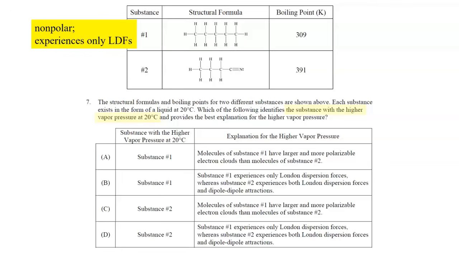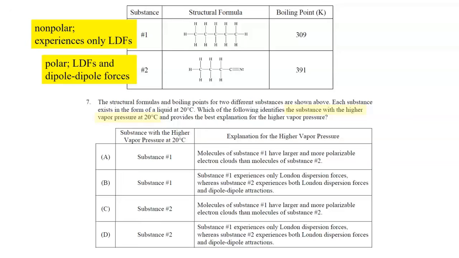Now, for substance number 2, that structural formula is asymmetric, so it's not balanced. That means that substance number 2 is definitely classified as a polar molecule. All of the bond dipoles in substance number 2 are not going to cancel out. So a polar molecule can experience both London dispersion forces and dipole-dipole attractive forces between neighboring molecules.